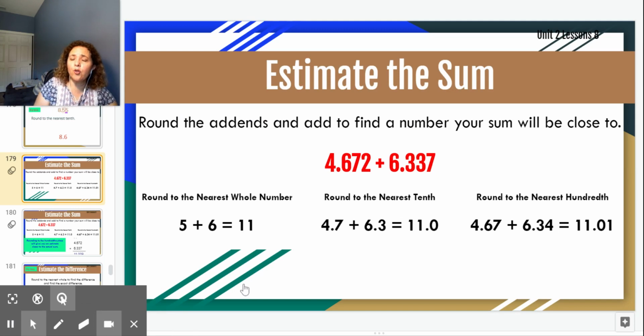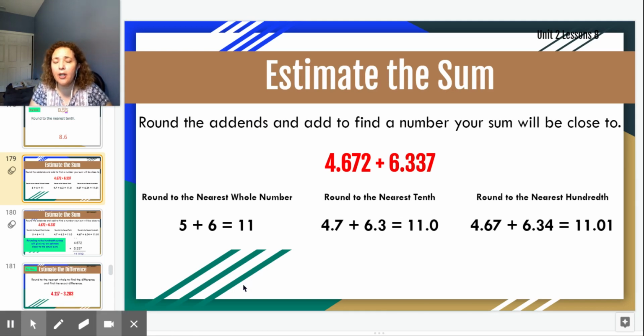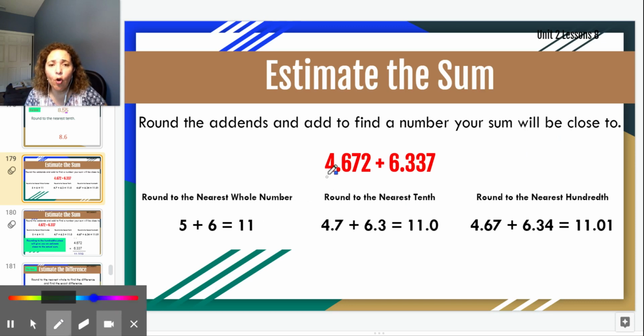All right, now that we know how to estimate or round our decimal numbers, here's the next part of our math lesson. Estimate the sum. Round the addends and add to find a number your sum will be close to. So in this example, I have 4 and 672 thousandths plus 6 and 337 thousandths. First I'm going to round my numbers to the nearest whole. So 4.672 rounds to 5, 6.337 rounds to 6. 5 plus 6 is 11.